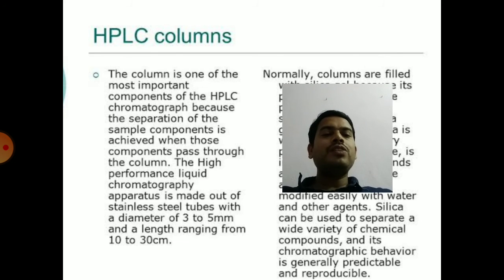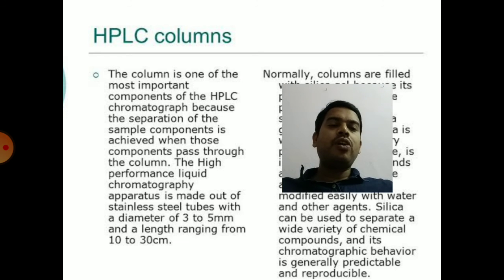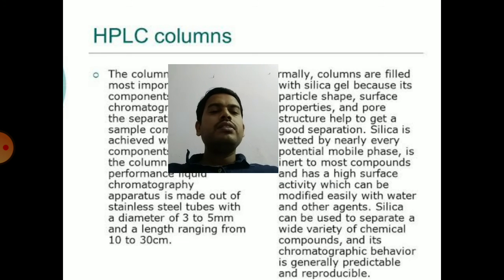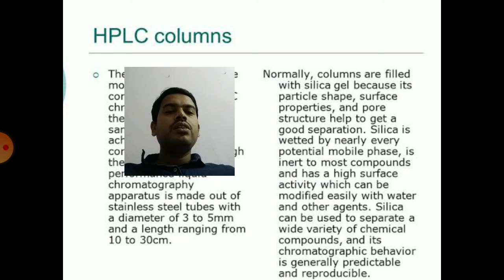The length of the column also depends upon the size and shape of the solute particles to be separated. Here you can use any type of column: a plain column, an ion exchange column or an affinity column. But the principle will be the same. It will decrease the retention time and the resolution will be more. Usually 3 to 5 mm diameter is used, and the length will be around 10 to 30 centimeters. That is the HPLC column.